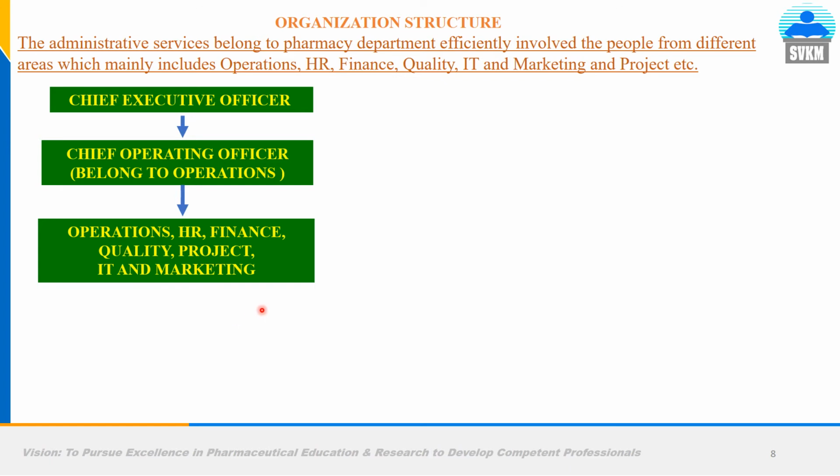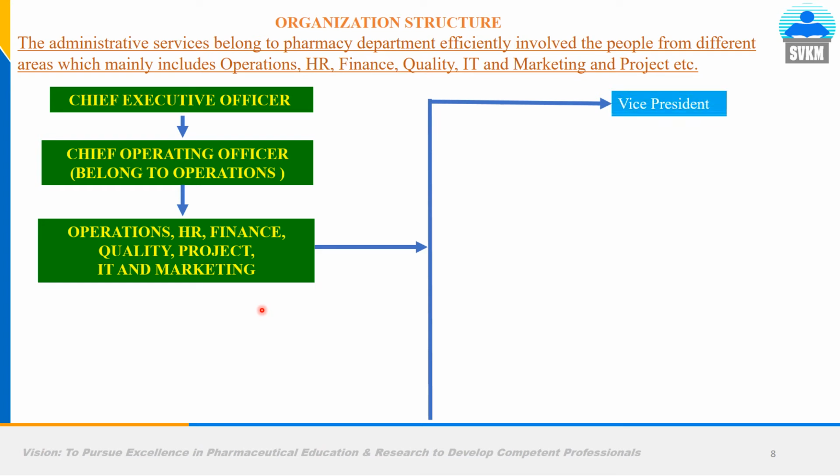So which are the different departmental heads? We are going to discuss one by one. The first head in a departmental structure is the vice president, just below the chief operating officer. Each belongs to a specific department. There is a separate vice president for operation, for HR, for finance, for quality, IT, and marketing.